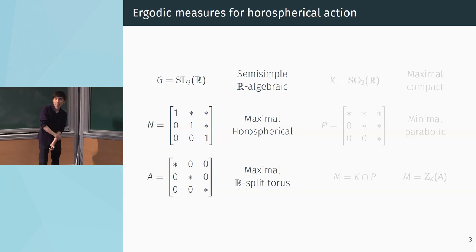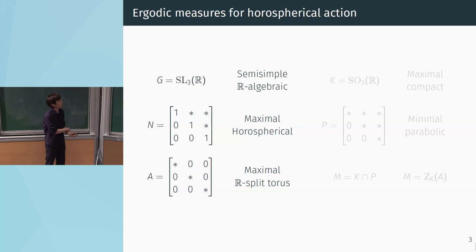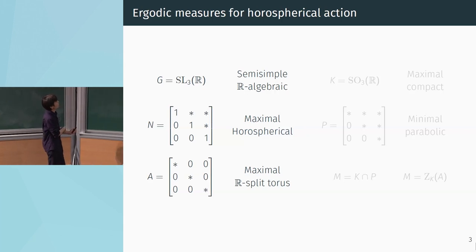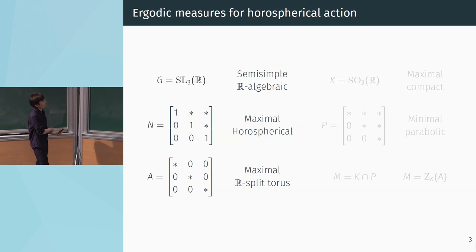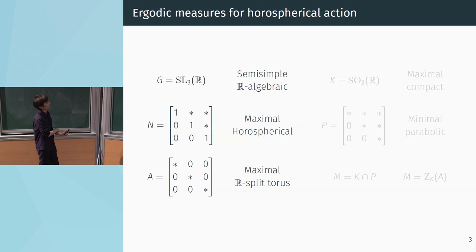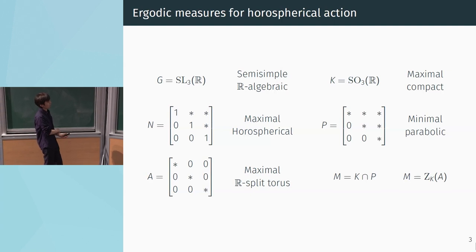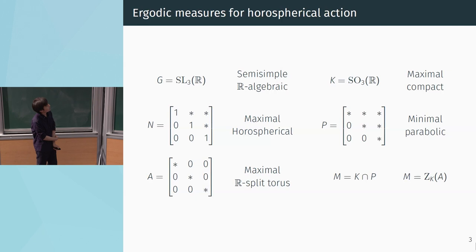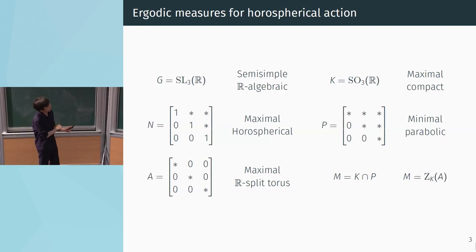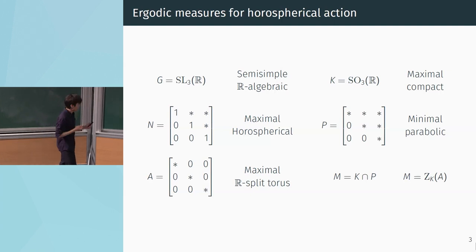All right, and I'm going to follow the conventions from previous lectures. Basically, let me briefly repeat it. So G is going to be a semi-simple real algebraic group, and I'm going to fix a maximal horospherical subgroup. So in the example of SL3(R), you have this upper triangular matrix, and I'm going to fix a Cartan subgroup, or maximal real split torus, which is this diagonal group. And then I also fix a maximal compact subgroup K and this minimal parabolic, and M is going to be the centralizer of A inside K. Okay, and then you can see that all of the subgroups appearing here, you're going to fix them, but you have to restrict to some compatibility relation. For example, A and K should be orthogonal with respect to the Killing form, and so on.